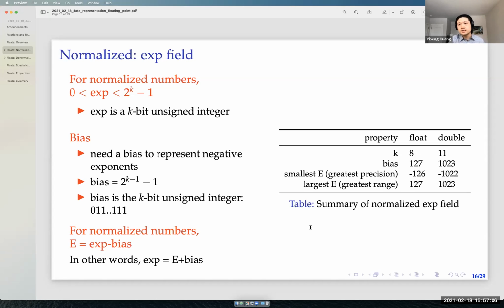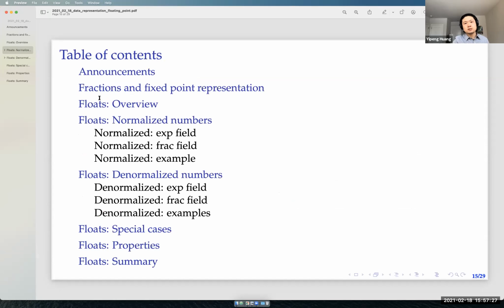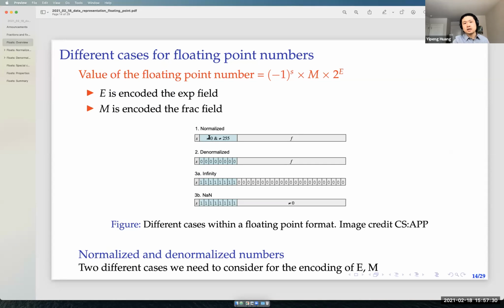Okay, so Xiaowei is asking why are we requiring that the EXP field is greater than 0 and not greater or equal to 0? So why can't EXP be 0? The reason that we're stipulating that it has to be not 0 is because we're talking about normalized numbers. If the EXP field is actually 0, then that's the next case that we'll be talking about much later, which is denormalized numbers.